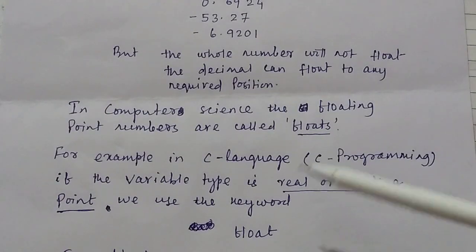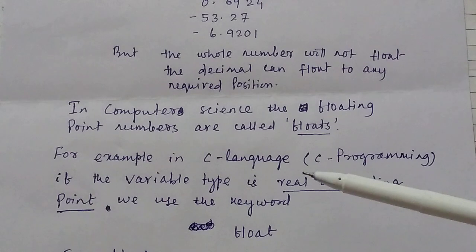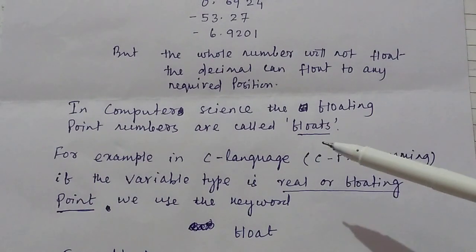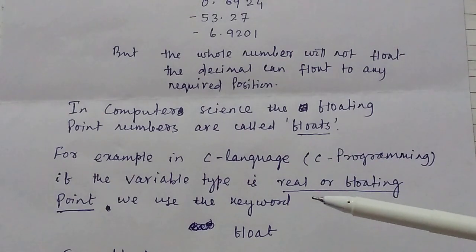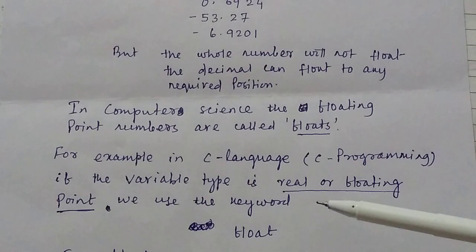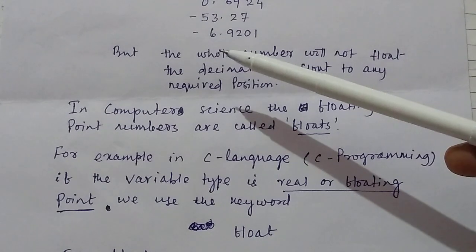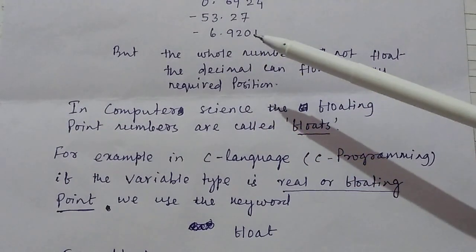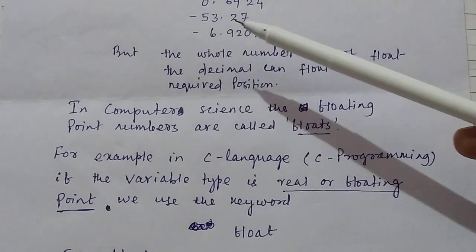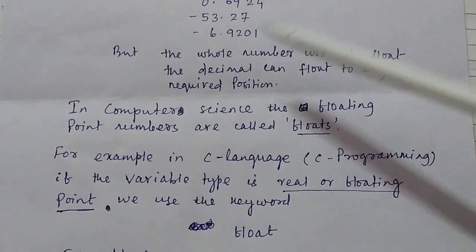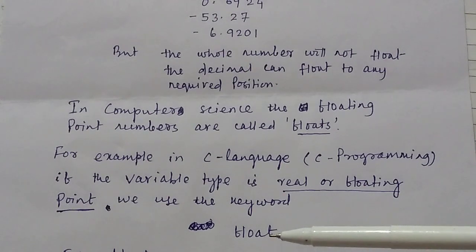Take the case of C language or C programming. In a C compiler, we use floats as a keyword. So if the variable type is real or floating point, we use the keyword float. Here you see you have real numbers and also floating points or decimal points. So if you need this type of output in C programming, you use the keyword float.